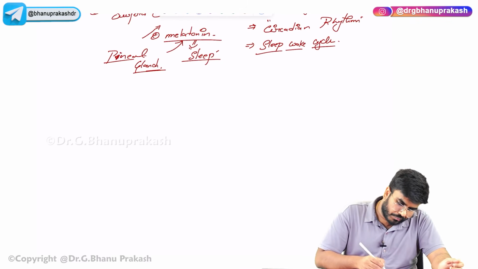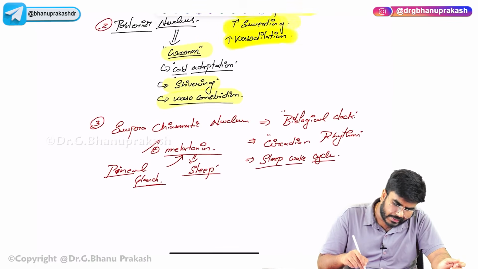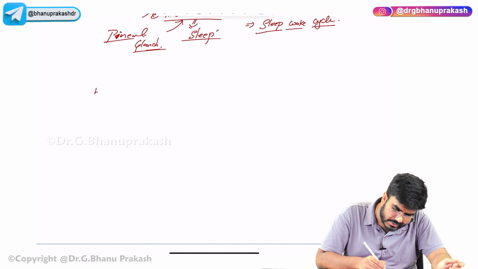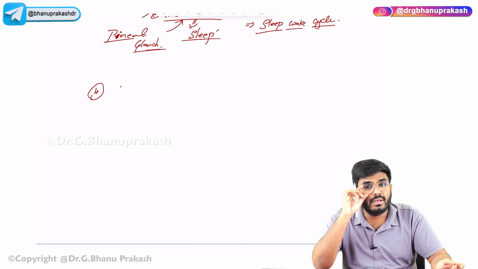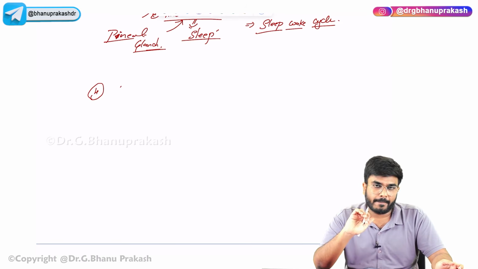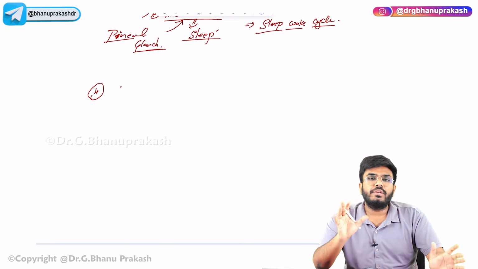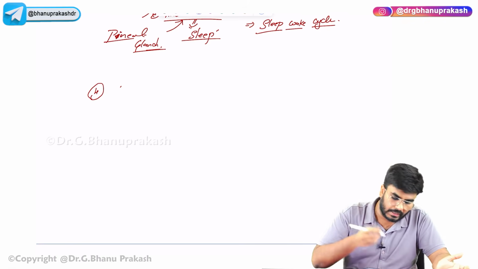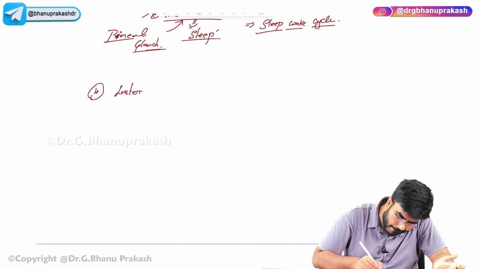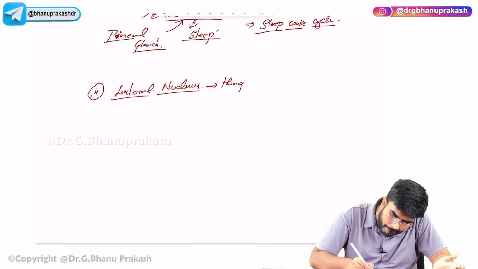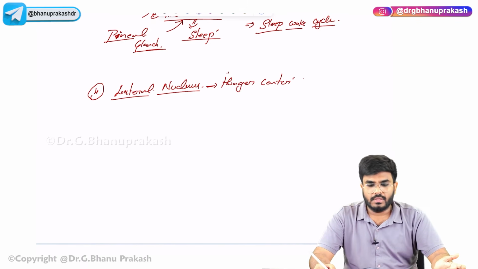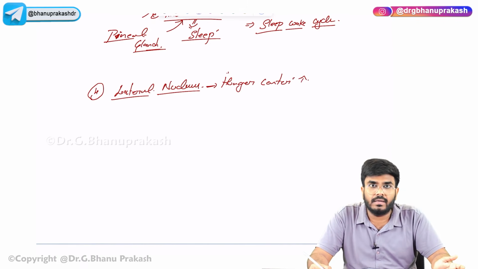Next, what else I want you to know is, 3 nuclei completed: anterior nucleus, posterior nucleus, suprachiasmatic nucleus, and there are certain nuclei which will control the amount of food intake. For example, there is a nucleus which will make you feel hunger. That is the lateral nucleus. So the lateral nucleus is your hunger center. It increases your feeling of hunger.